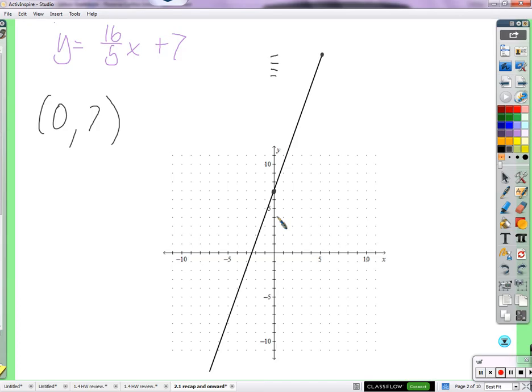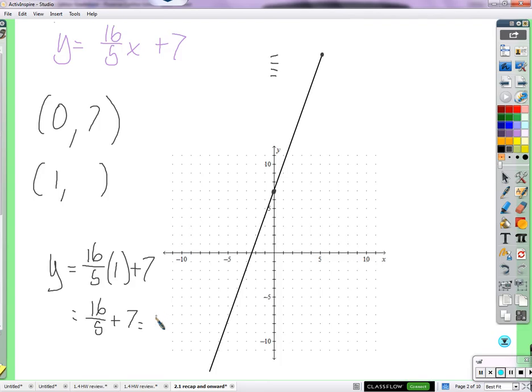So for 1, what would it be? Well, for 1, we have an x of 1, and we always know how to find the y, we plug the x in. That's perfectly fine and accurate, it's just that we get 16 fifths plus 7. Then we have to write 16 fifths plus 35 fifths, and we get 51 fifths, 10 and 1 fifth. So I come over here, I go to 1 for x, and go to 10. My graph is at 10 and 1 fifth, pretty close. It's a little off, but there would be a point approximately there.